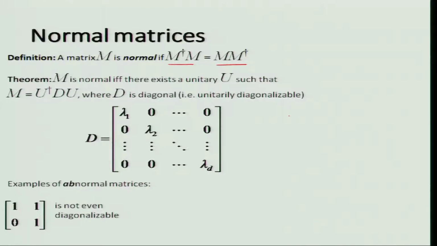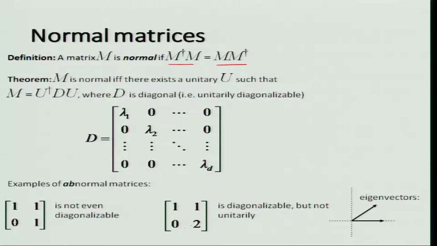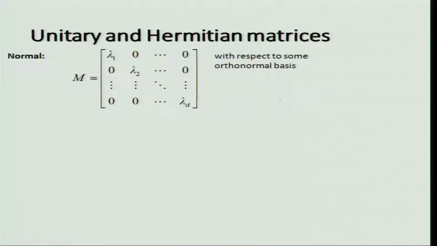Examples of non-normal matrices include this simple matrix 1 1 0 1, which is not even diagonalizable, and the other, 1 1 0 2, which is diagonalizable but not unitarily. So, these are the kinds of non-normal matrices, but generally the matrices we use are normal, if this is satisfied and if they are unitarily diagonalizable. So, these two properties are to be satisfied for having normal matrices. Eigenvectors and eigenvalues always utilize normal matrices.